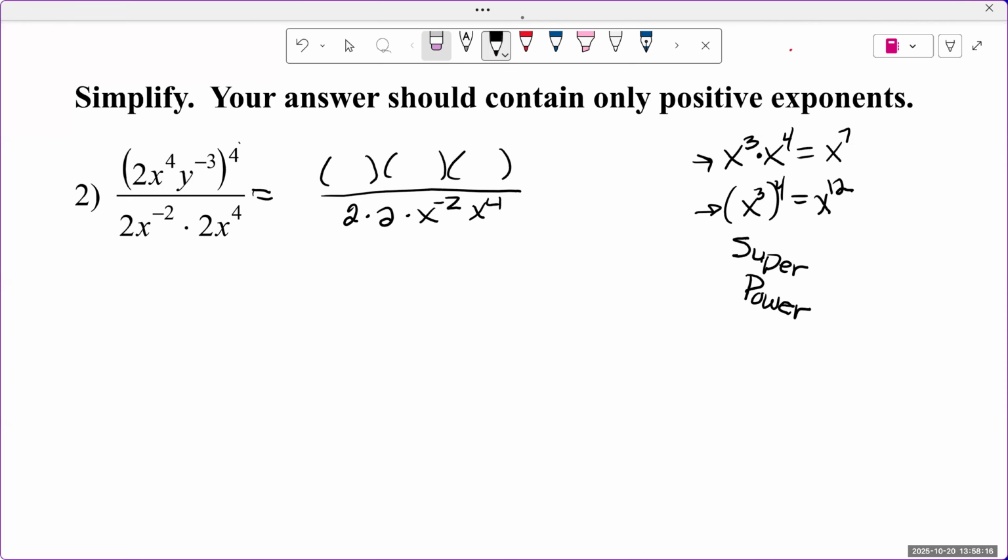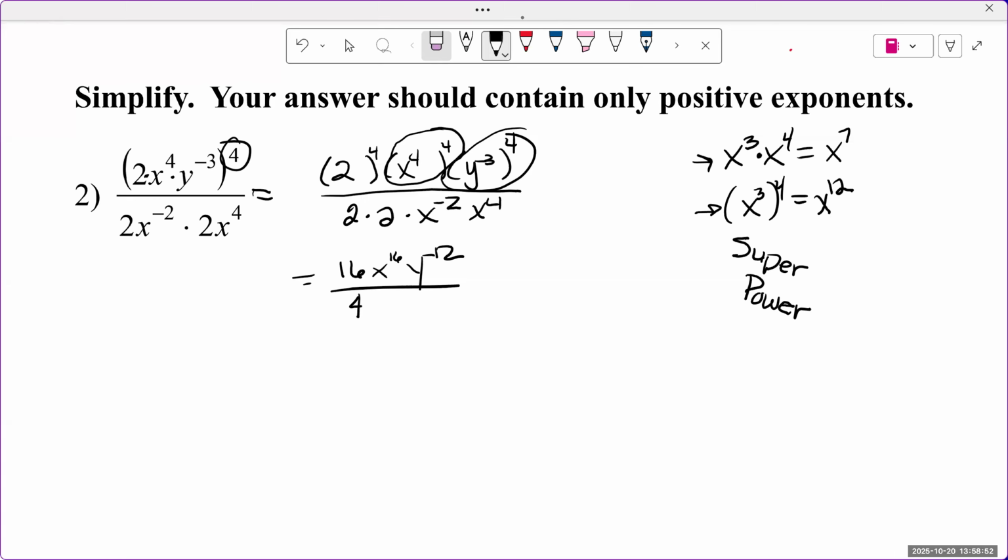Okay, so all of the top has an exponent of 4. Everything in here, notice these terms are being multiplied. There's no plus signs. So 2 has an exponent of 4, x to the 4th has an exponent of 4, and y to the -3rd has the exponent of 4. So 2 to the 4th is 16. X has superpowers, we multiply. Y has superpowers, we multiply. And on the bottom, 2 times 2 is 4, x to the -2.